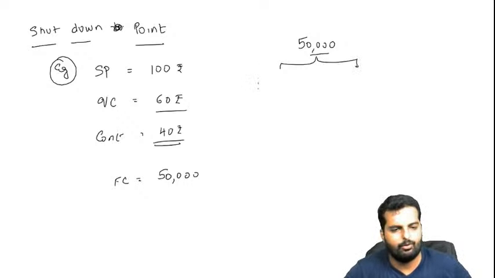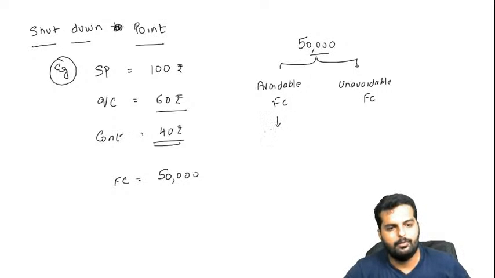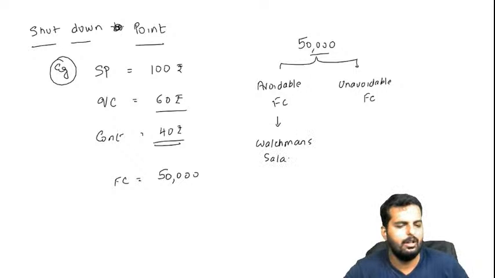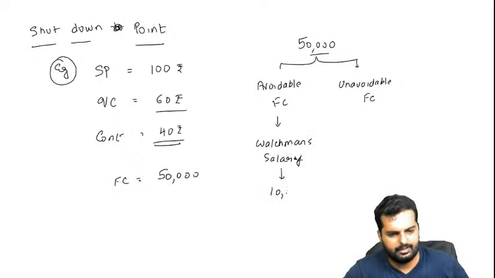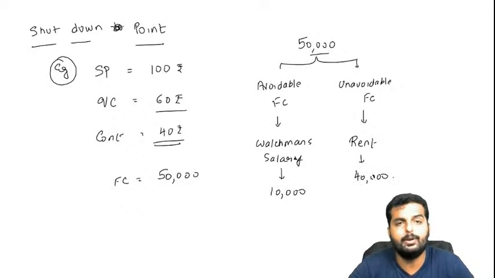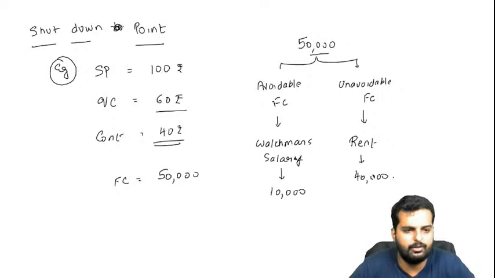Okay. One is what we call it as avoidable fixed cost, and the other one is called as unavoidable fixed cost. Okay. Avoidable fixed cost is, for example, the watchman's salary. Let us assume that is turning out to be 10,000. Unavoidable fixed cost is, let us say, rent, which is 40,000. Why I call watchman salary as avoidable is because there is always a chance that if the company is shutting down, I can throw the watchman out. So that is what we call it as avoidable fixed cost.